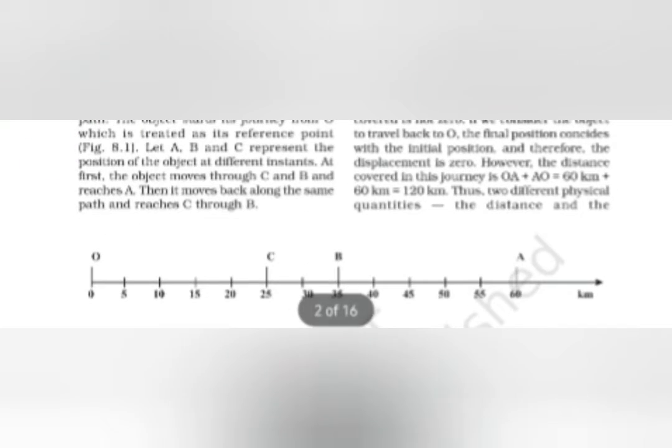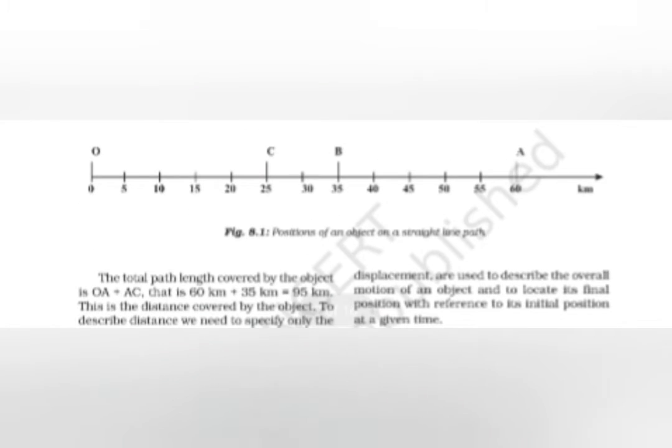So we know that distance is the total length of the path covered, and displacement is the shortest distance between the initial and final position. Now, what do we mean by this? Let us clear it with a bit of detail. Let us look over here. See, suppose there is a school. This is a school. This is your home.